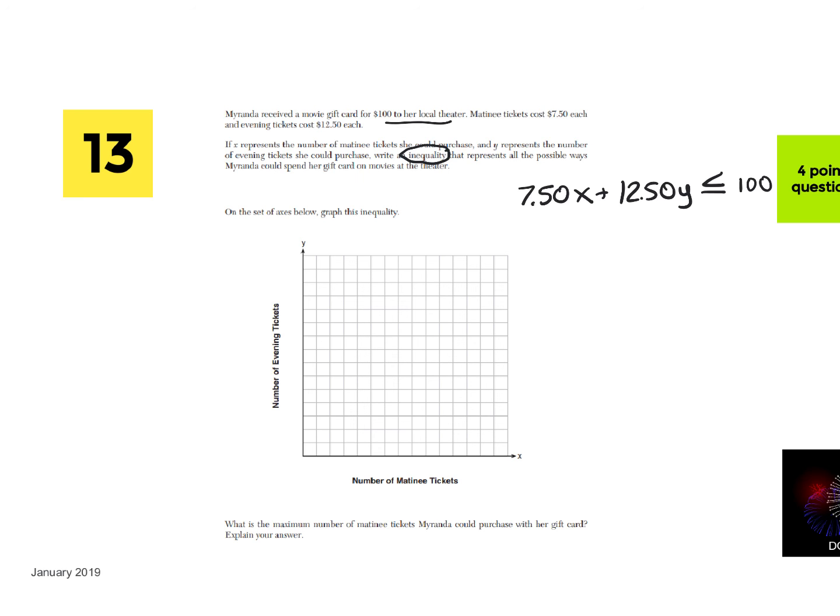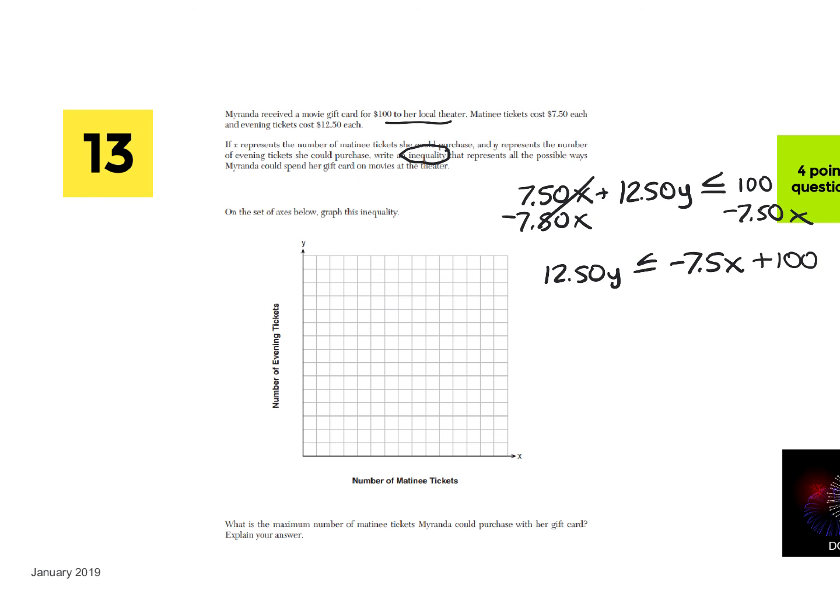So you would solve for your y variable. So I'm just going to say, okay, so minus 750 on both sides, minus 750x, sorry, and this will cancel. You'll have your 1250y is less than or equal to negative 7.5x plus 100. That's the mx plus b approach.